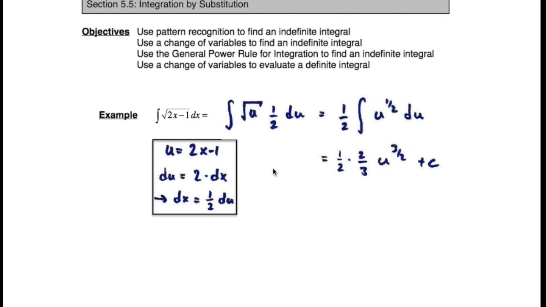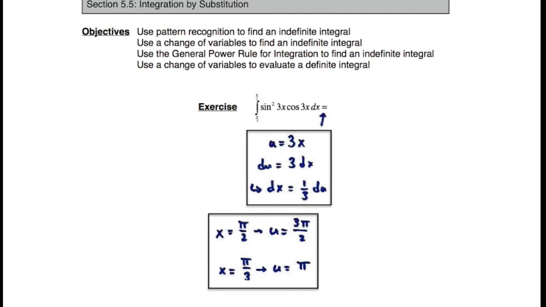The integral of u to the power of 1/2 is 2 over 3 times u to the power of 3 over 2. Finally, use a change of variables to evaluate a definite integral. The big difference here is that we also need to change the limits of integration.